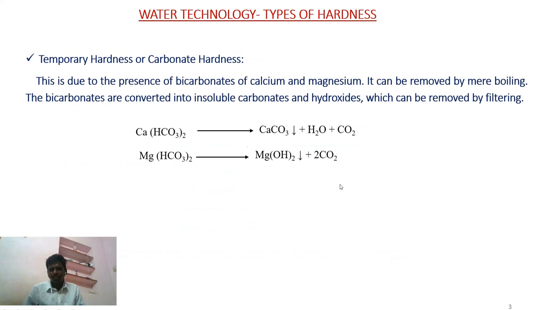Next, types of hardness. Hardness can be expressed in two types. One is temporary hardness, because of the bicarbonates present in the water. Bicarbonates of calcium and magnesium are the reason for this temporary hardness. This hardness can be removed by simple boiling. If you heat calcium bicarbonate, it will be converted into calcium carbonate. Similarly, magnesium bicarbonate is converted into magnesium hydroxide. Both calcium carbonate and magnesium hydroxide are water insoluble. We can remove these by simple filtration.